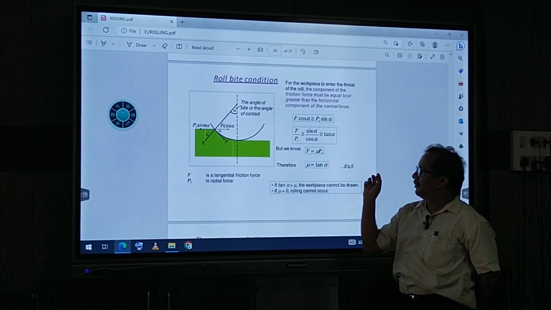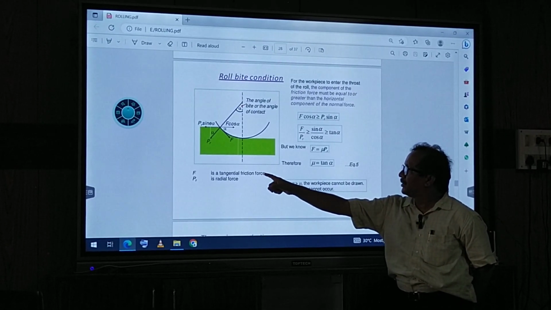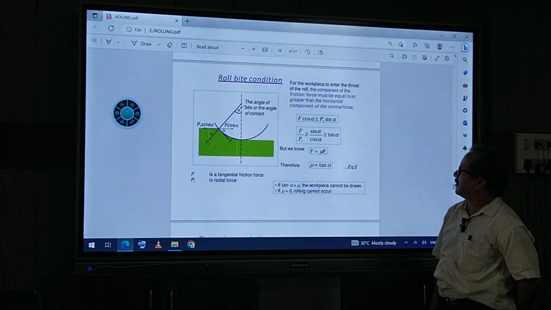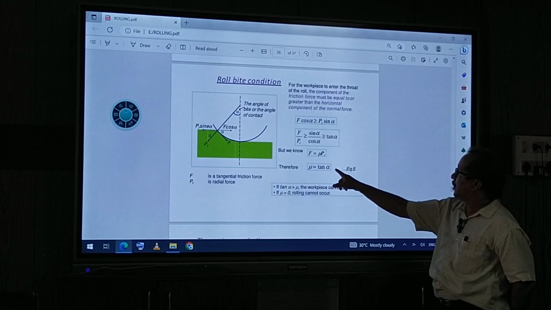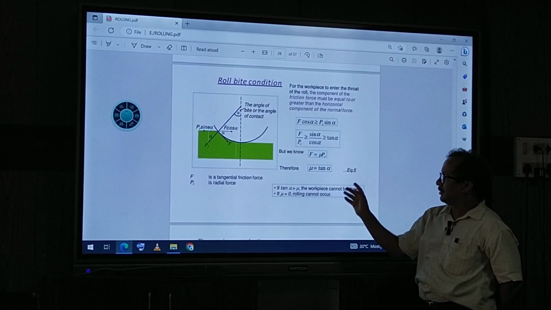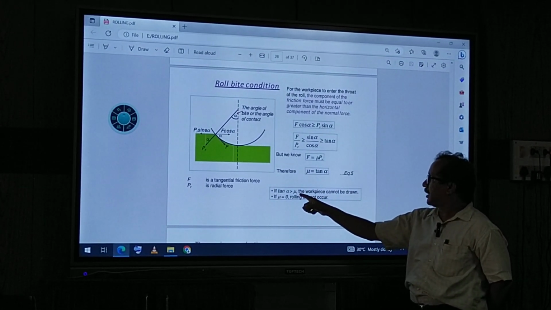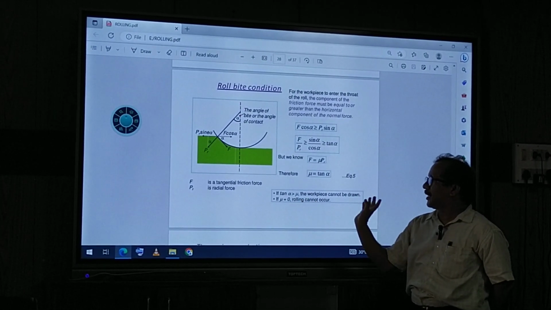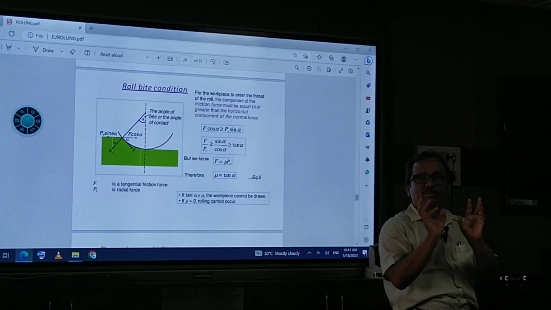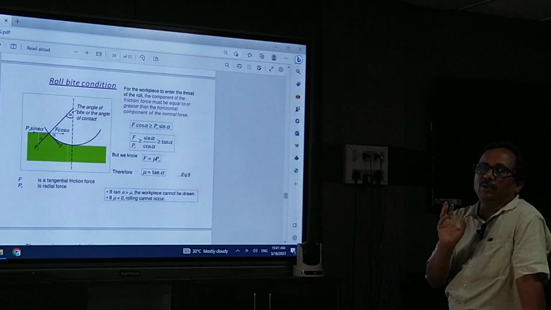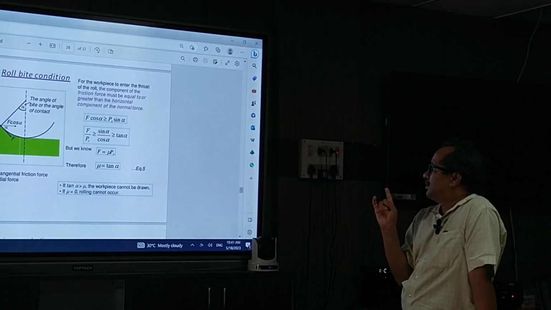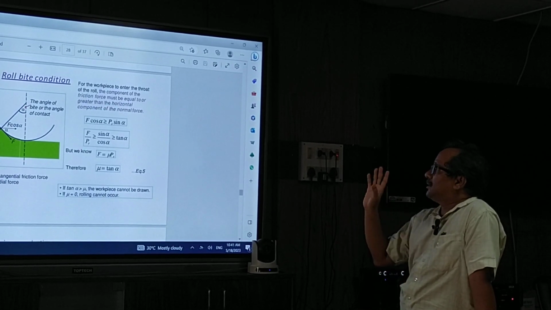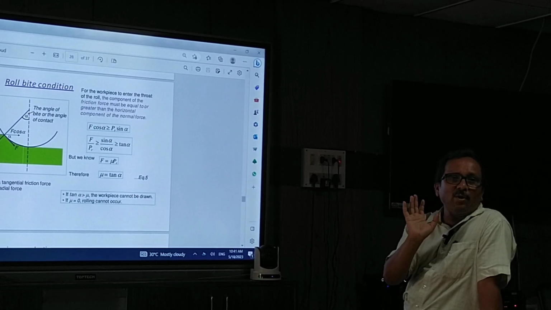PR is the radial force, F is the tangential friction force, and mu is the coefficient of friction. So mu is equal to tan alpha. This is the condition. If tan alpha is greater than mu, the workpiece cannot be drawn. If mu is 0, rolling cannot occur. So this is the bite condition: rolling will not take place when mu is equal to 0 or tan alpha is greater than mu. So this is about the rolling conditions and rolling forces.